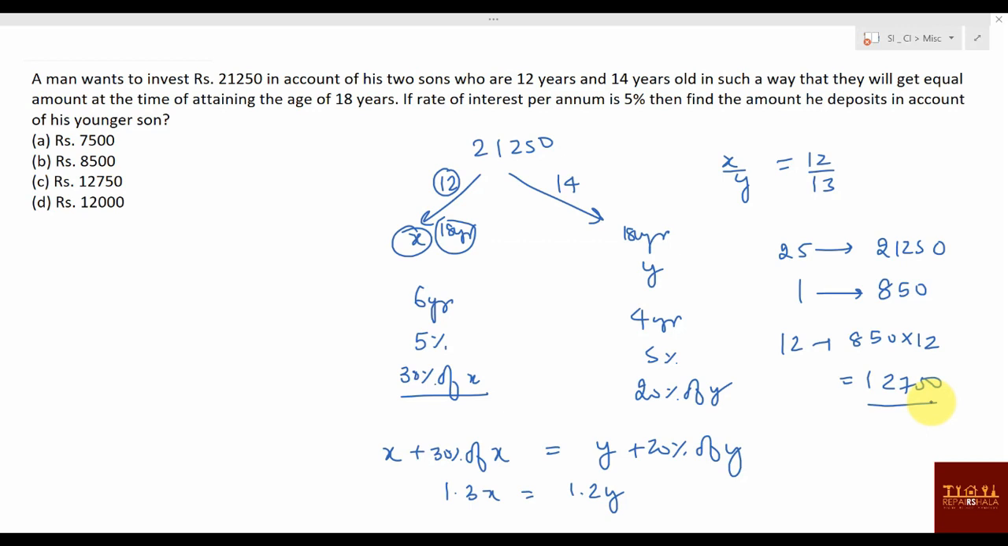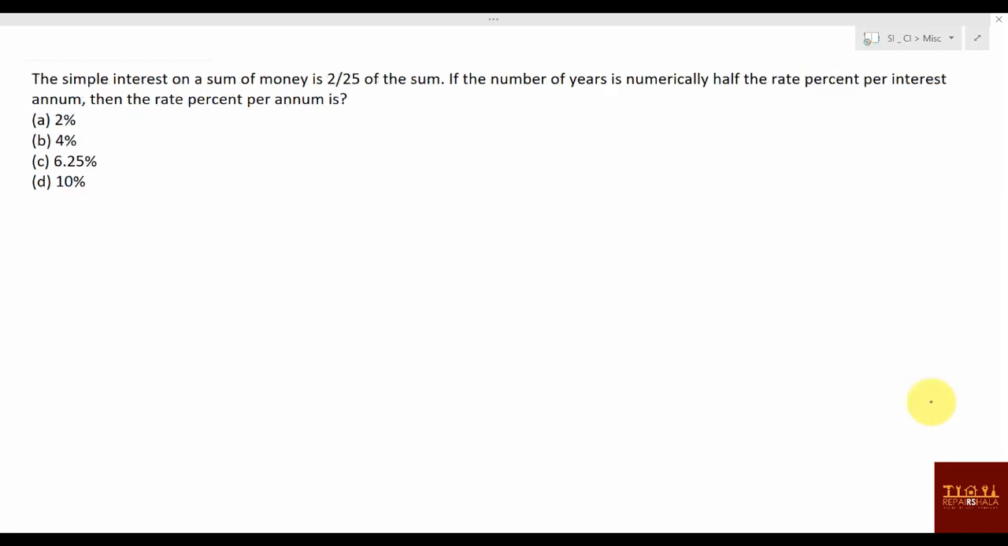Okay. Let's go for another one. A simple interest on a sum of money is 2 by 25 of the sum. Means principal, if I write here SI equal to P into R into T divided by 100. What they are telling is 2 by 25 of the sum. If this P value is 25, this is 2. That's what they are saying. Or you can say if this is 2 by 25, this value will be 1.